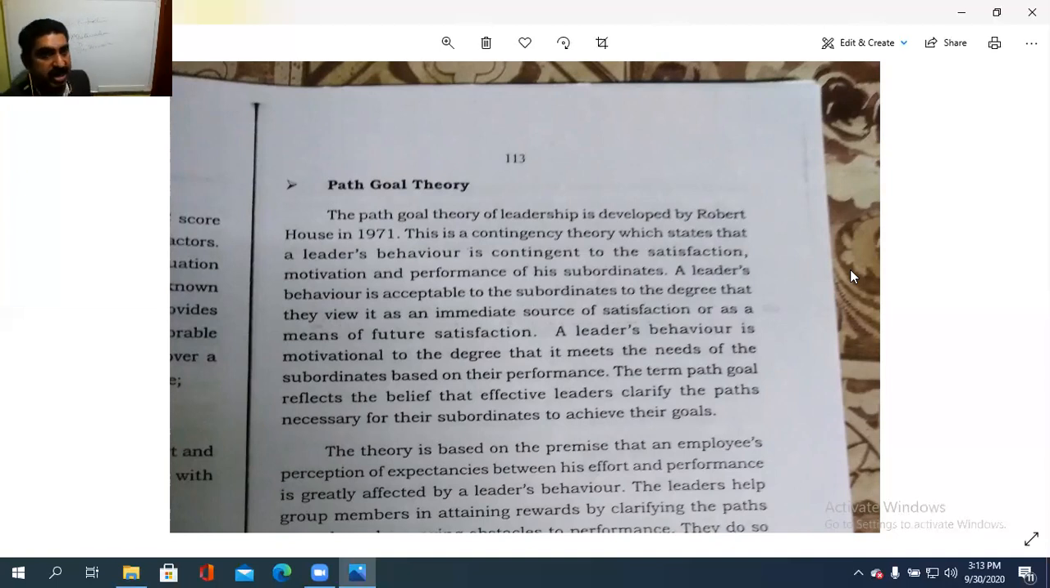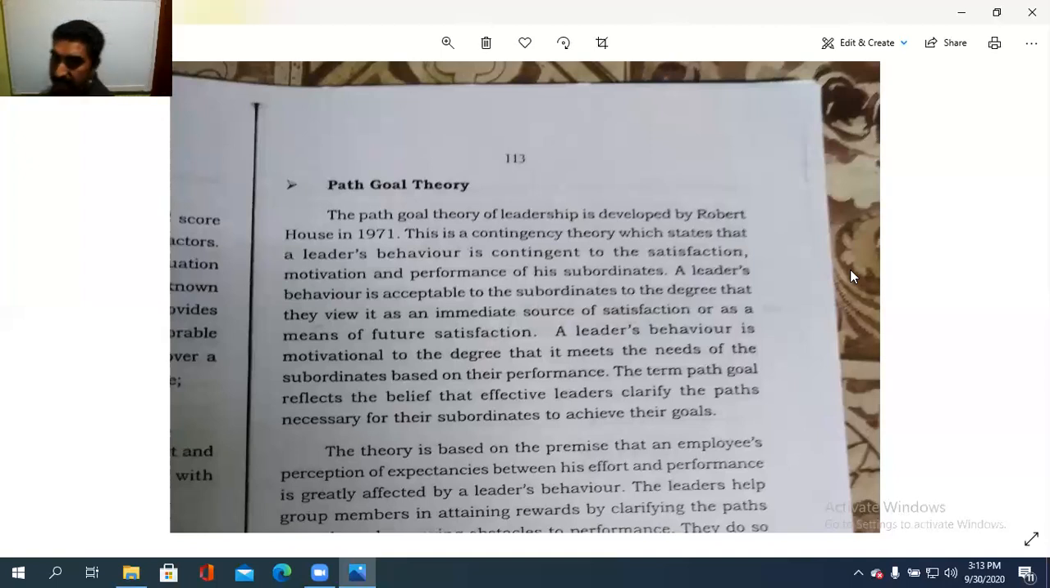Satisfaction given to or received by the subordinates, then only will a leader's behavior be performed well. So a leader's behavior is motivating to a degree that it meets the needs of the subordinates based on their performance. The term path goal reflects the belief that effective leaders can clarify the paths, the way necessary for their subordinates to achieve their goals. So, who is achieving the goals? The subordinates are achieving the goals, and if they achieve them, then the leader will be happy.